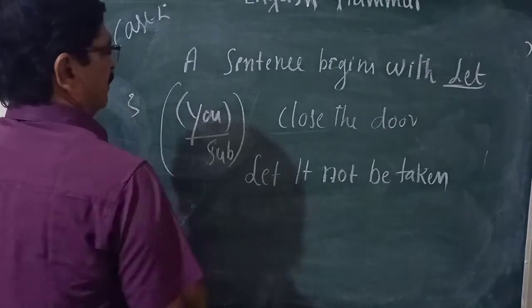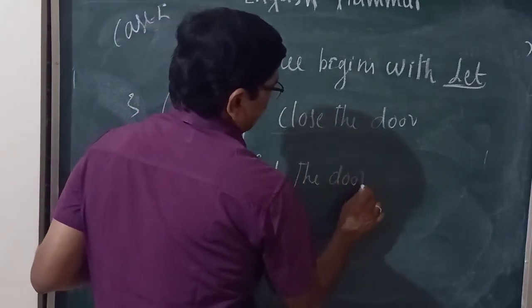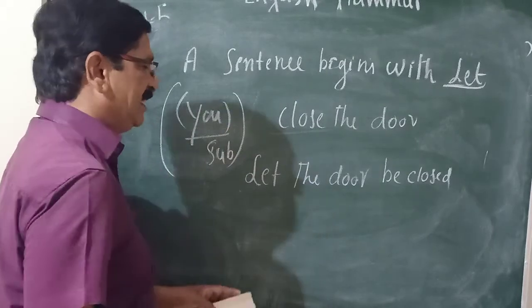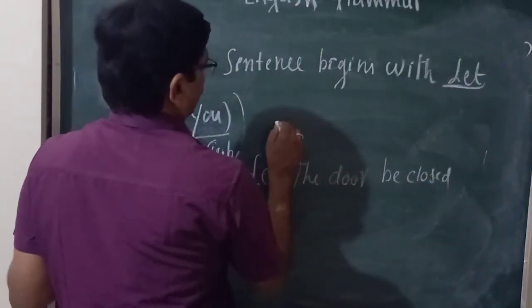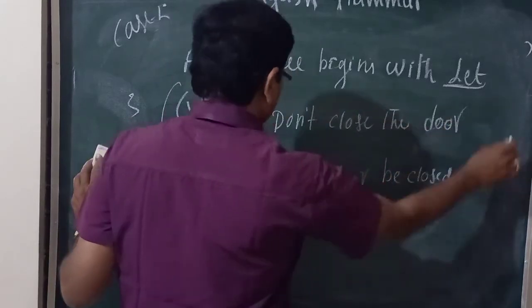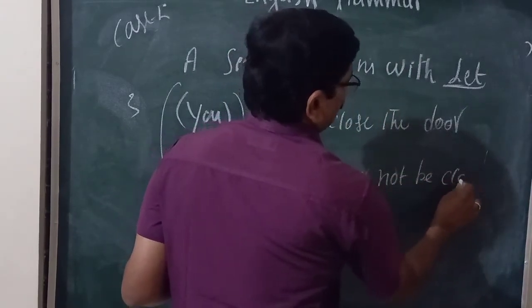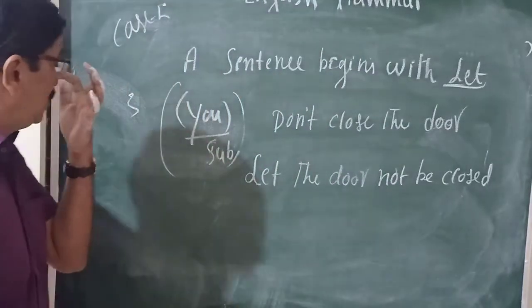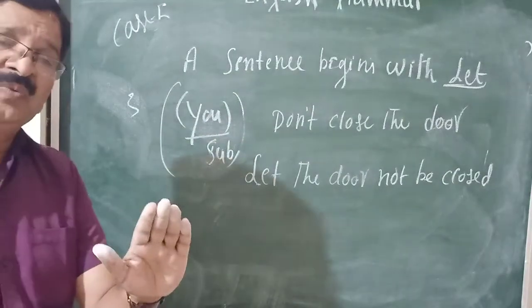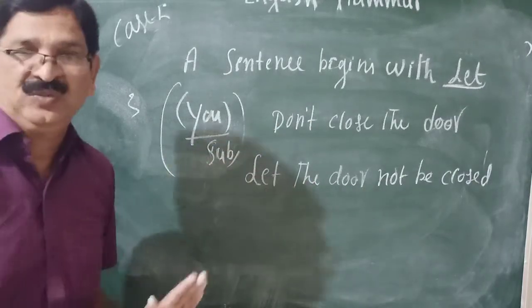Close the door. Here, let the door be closed. Next, if it is changed into negative, don't close the door. Here, let the door not be closed. So we can frame sentences on our own. You try to frame them on your own. Whenever you are able to frame sentences on your own, you can solve the problem. I mean, you can change active to passive, right?